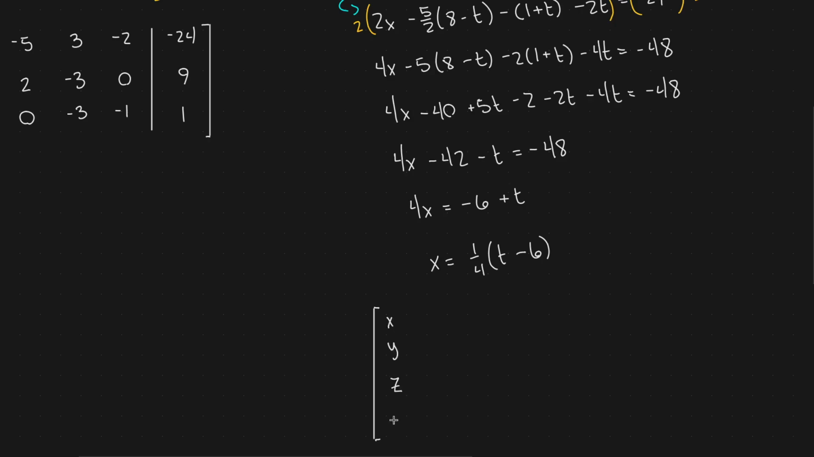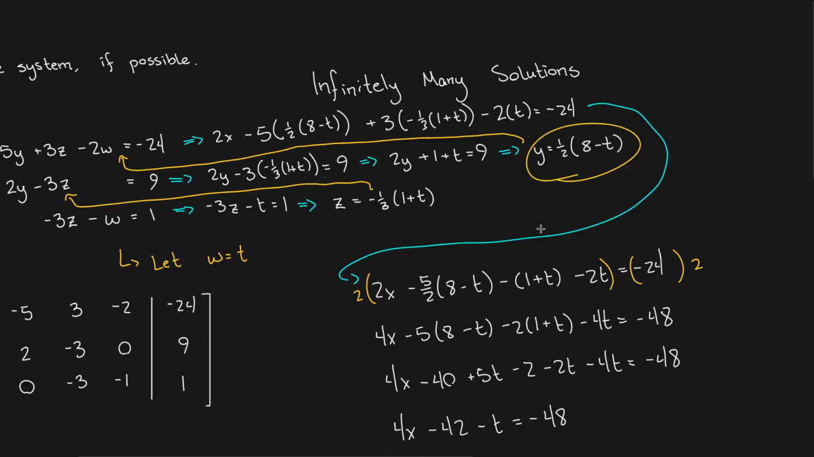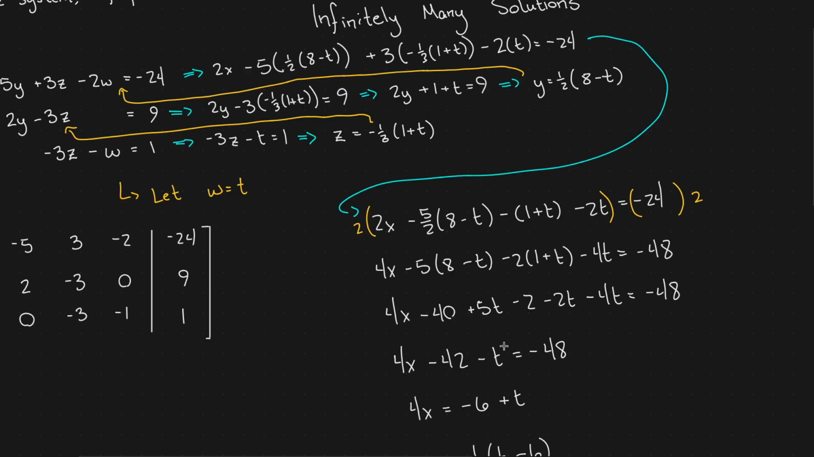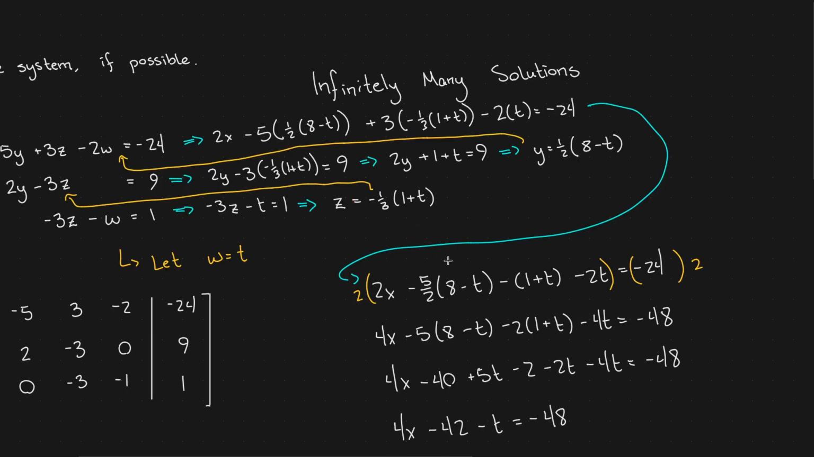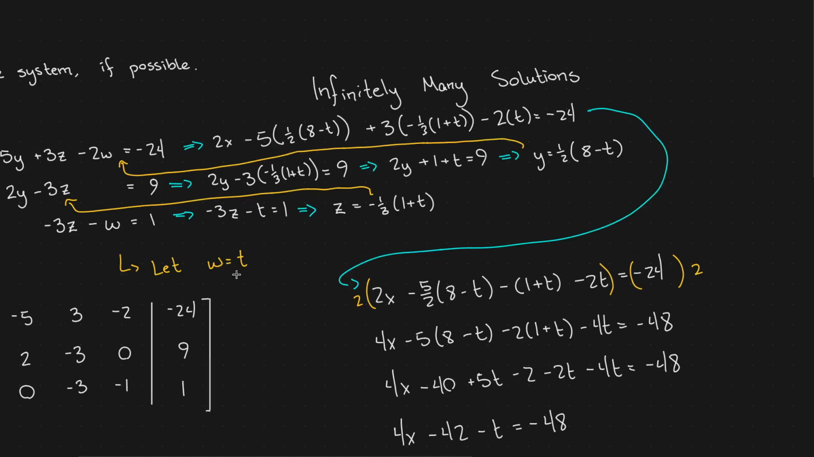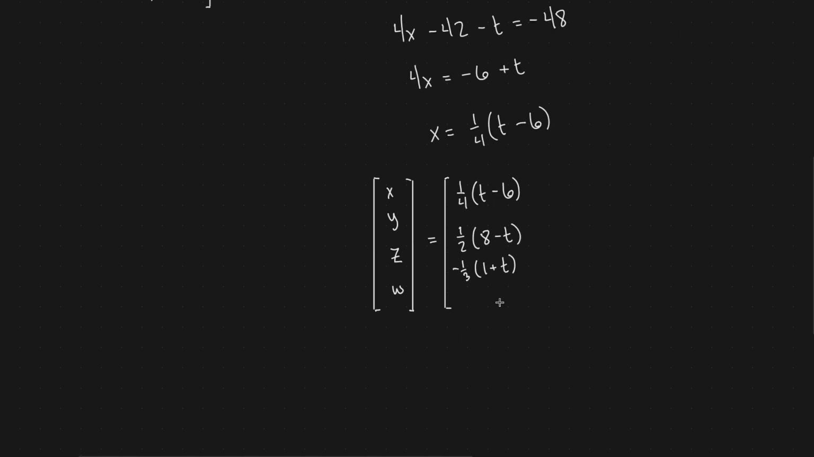X, Y, Z, W is equal to, so x is 1/4 t minus 6, y was 1/2 (8 minus t), z was negative 1/3 (1 plus t), and W is just t. Okay.